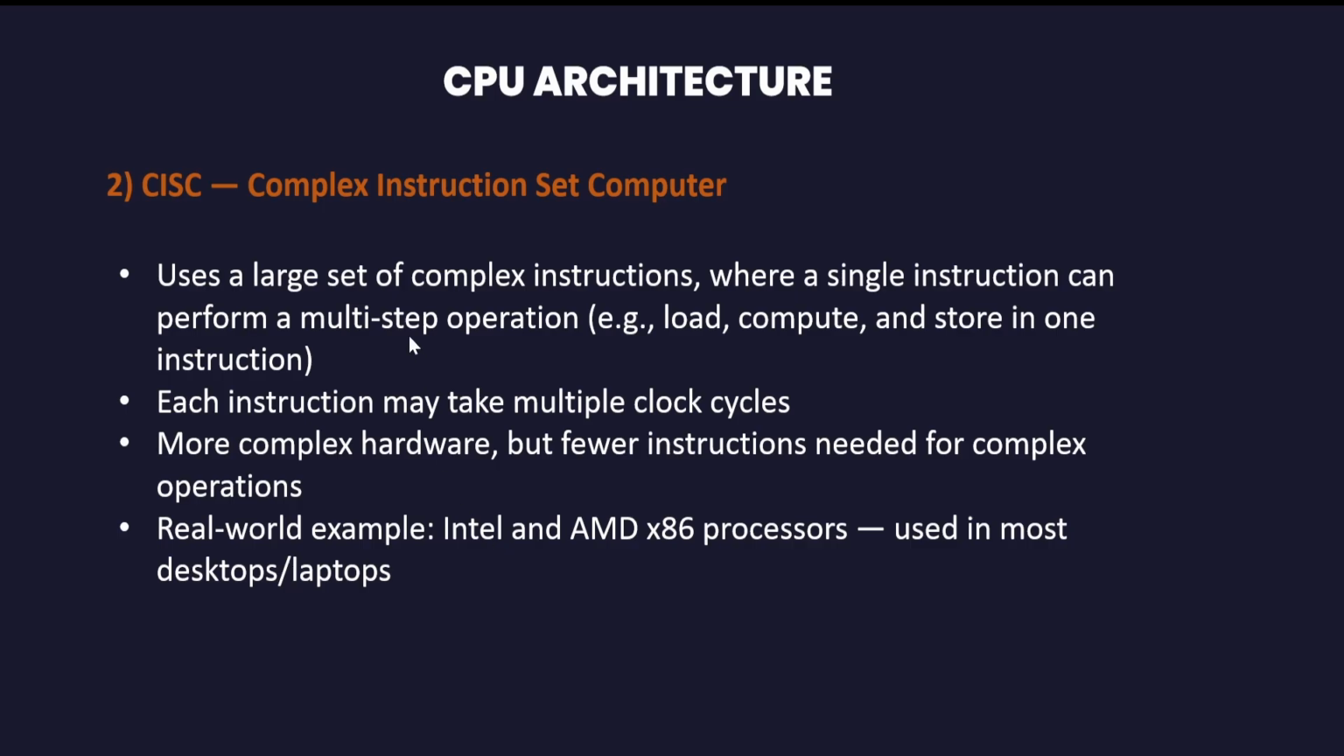Second is CISC. It uses a large set of complex instructions where a single instruction can perform a multi-step operation. Each instruction may take multiple clock cycles. More complex hardware but fewer instructions. Example, Intel and AMD processors.